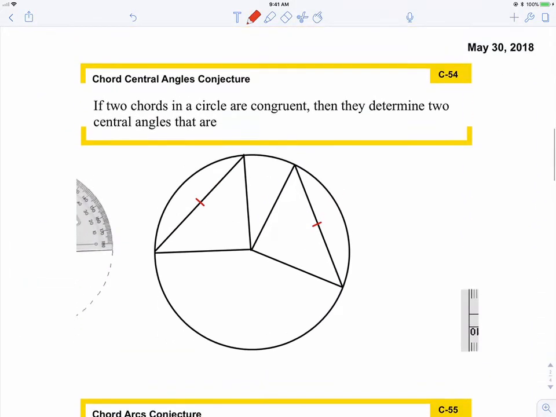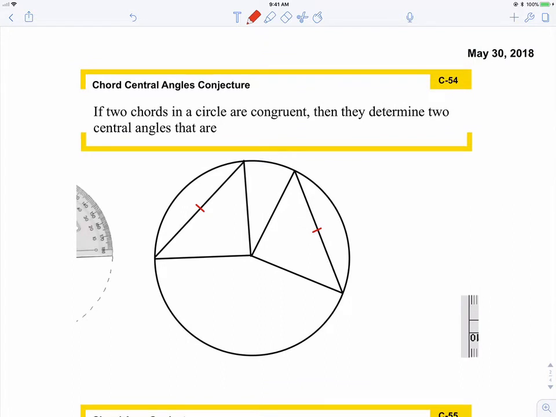All right, so our first property, we'll call these properties, not conjectures. You can pause and write this down. If two chords in a circle are congruent, then they determine two central angles that are congruent. So if I know the lengths of those chords are congruent, then I know these angles here are congruent, the central angles that intersect those chords.